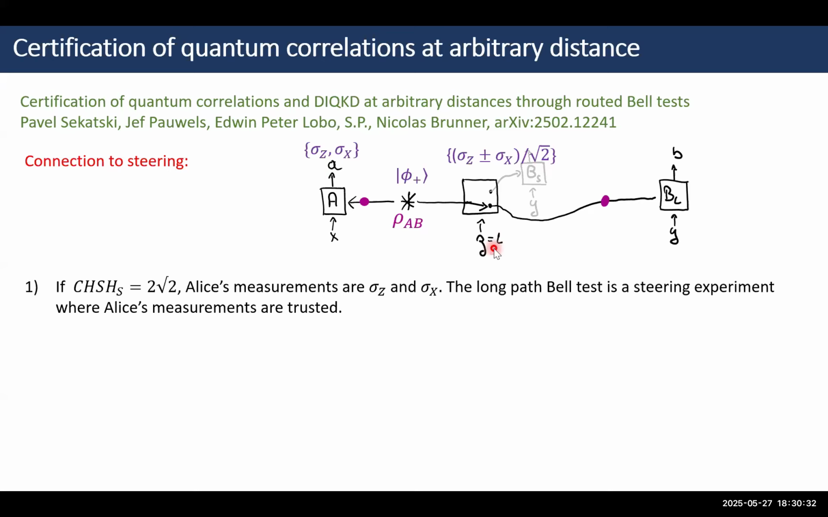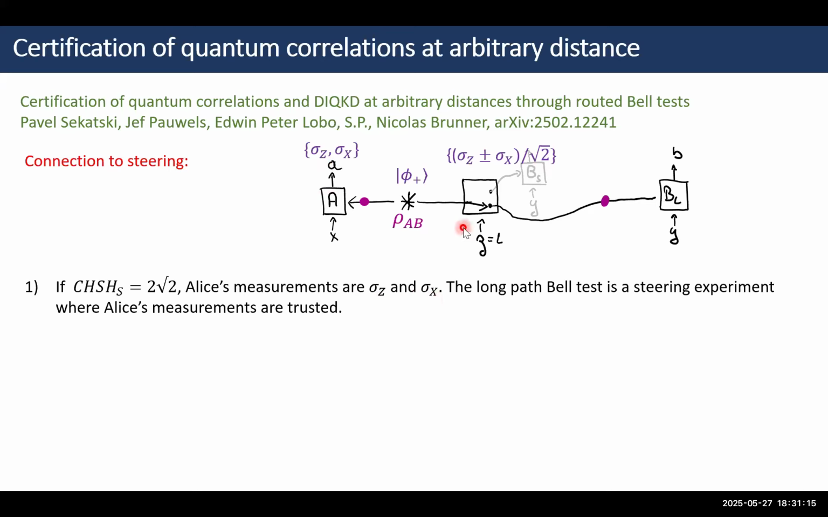So again, to make things easier, let's assume that in the short path, you do a perfect, an ideal CHSH experiment. So you measure the phi plus state with sigma z, sigma x measurements for Alice, and z plus or minus x for the device of Bob close to the source. So you get a violation of 2 square root of 2. Then even if you were not trusting what Alice's device was doing, just by the fact that you observe a violation of 2 square root of 2, you know that up to local isometries, Alice's device has to implement sigma z and sigma x measurements.